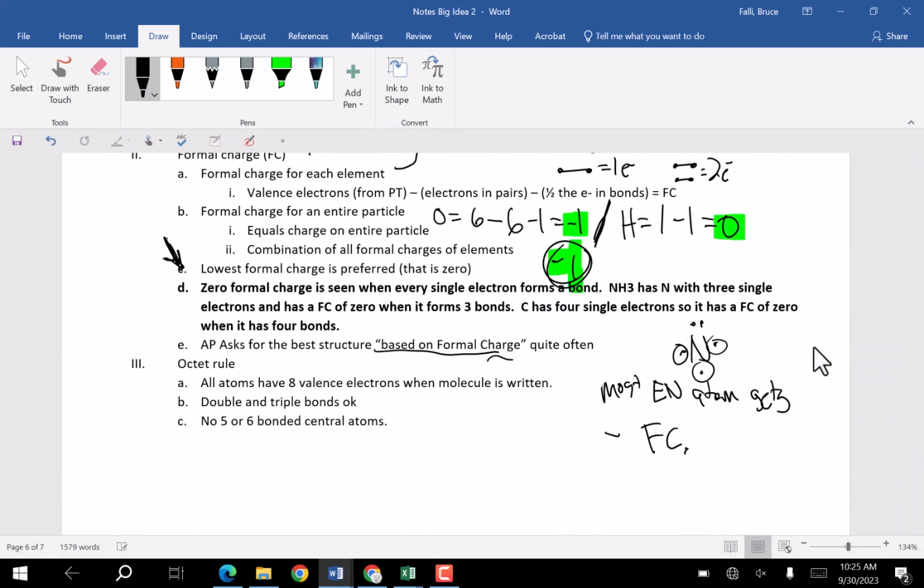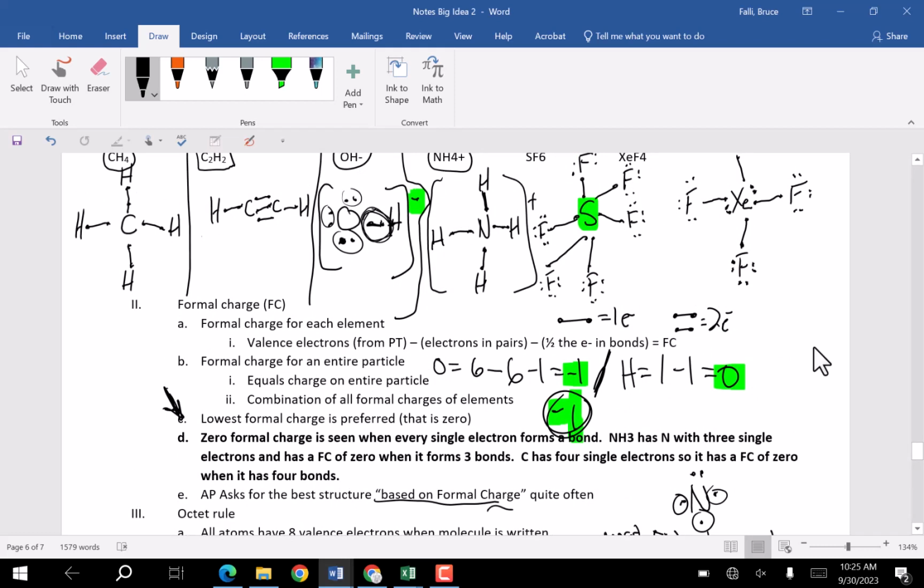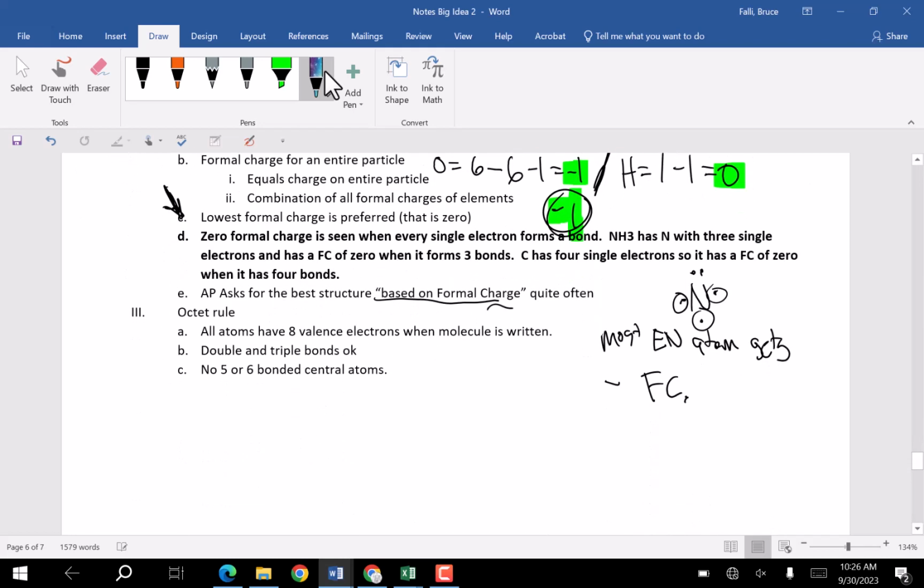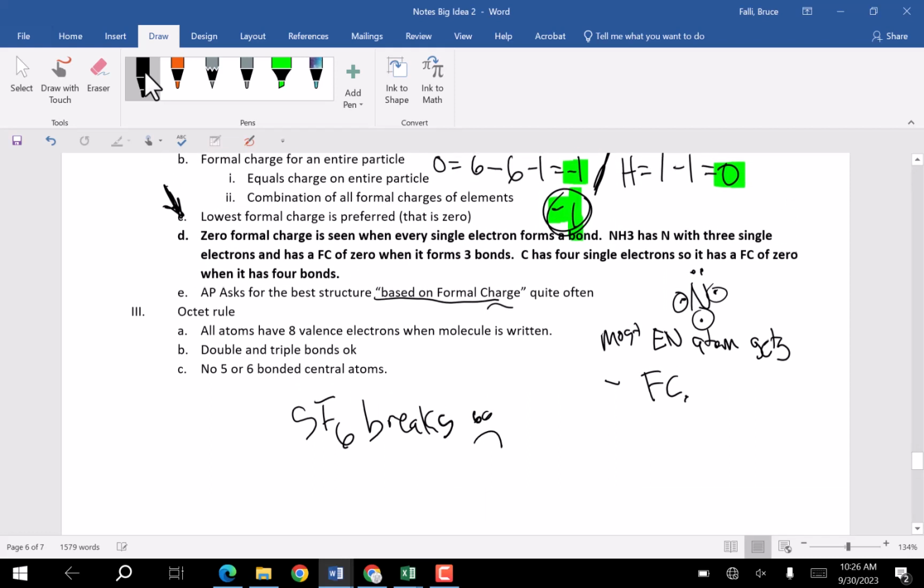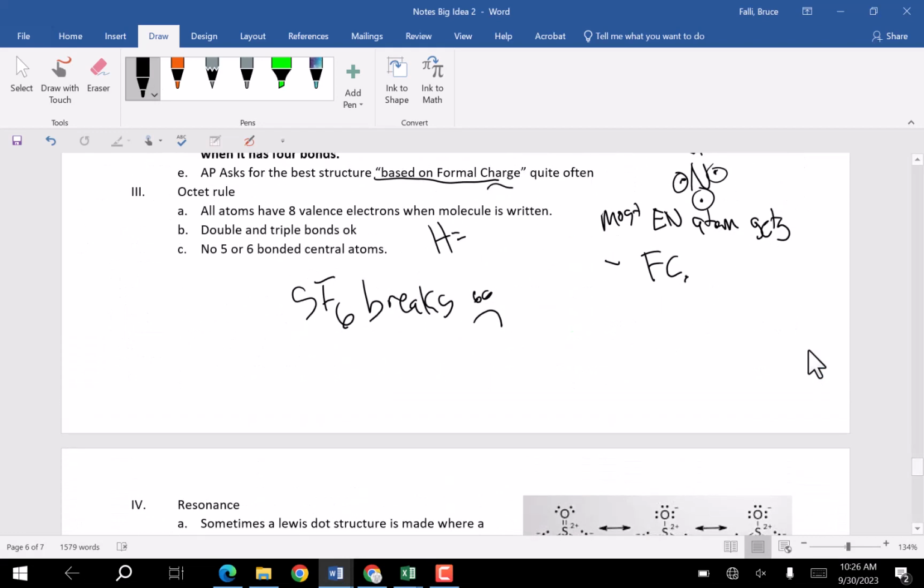these things to identify. Octet rule: all atoms have 8 valence electrons when a molecule is written. Double and triple bonds are okay. No 5 or 6 bonded atoms. So notice how sulfur right here breaks the octet rule because it has 1, 2, 3, 4, 5, 6 bonds. 6 times 2 is 12. So SF6 breaks it. So that means that is bad based on the octet rule. And just remember, hydrogen is going to be 2. So whenever we talk about the octet rule, it's everybody wants 8 except for hydrogen. Hydrogen has to have 2.